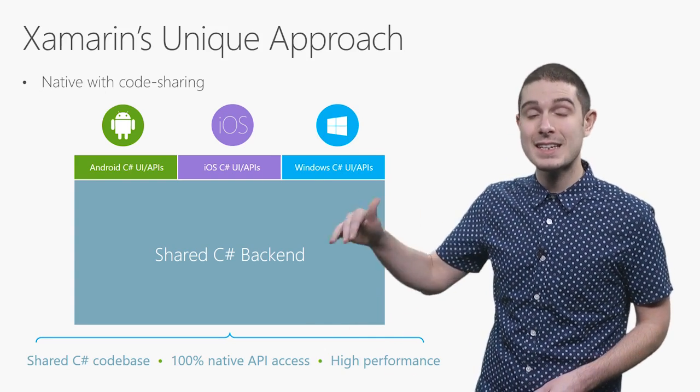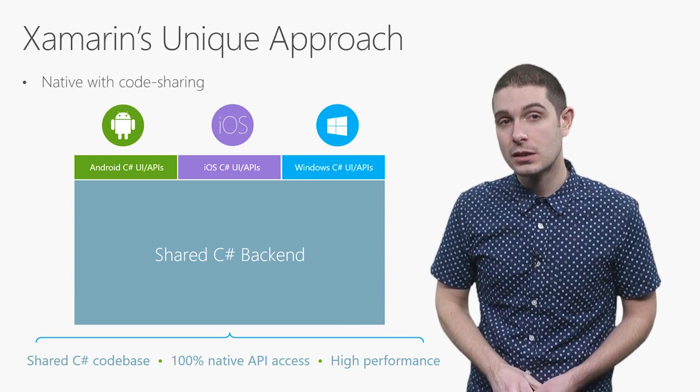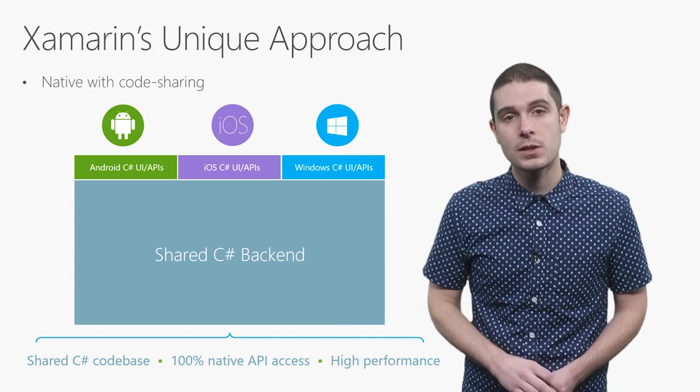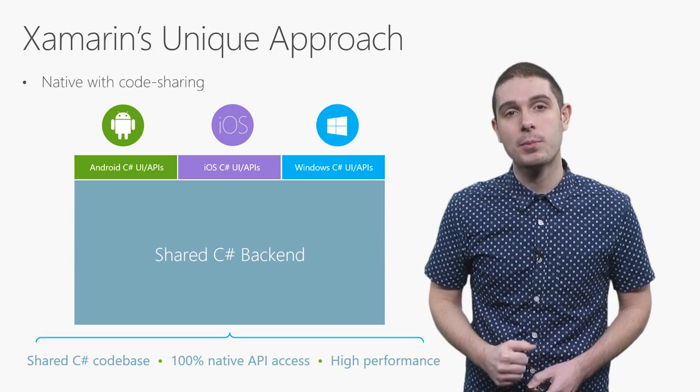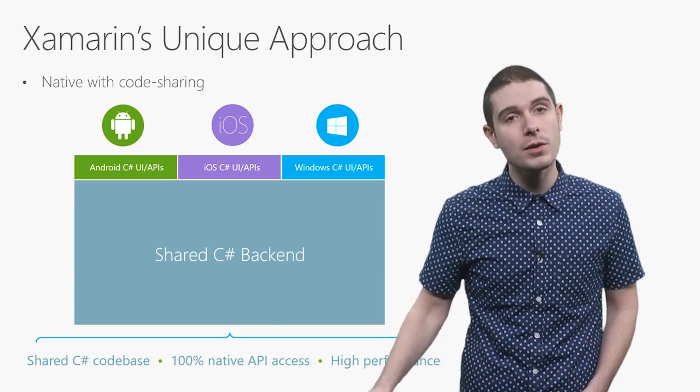So this means you're sharing 60, 70, 80, sometimes 90, nearly 100% of your business logic across all mobile platforms. And they compile down into native applications, and you get access to 100% of native APIs, all in C#.